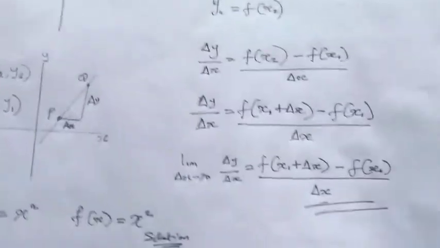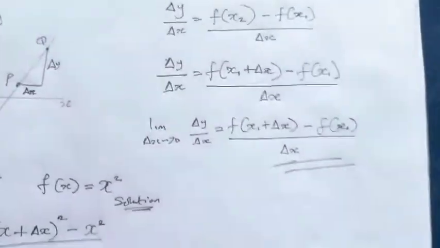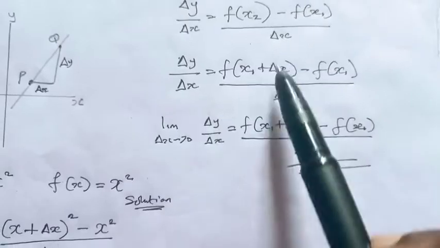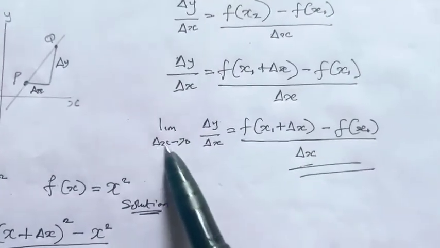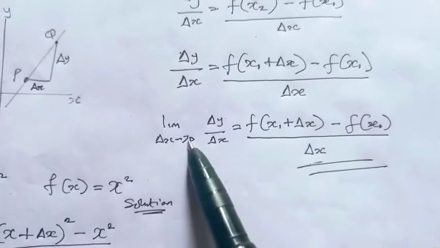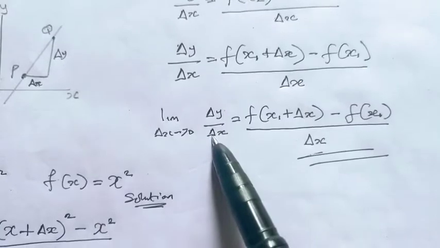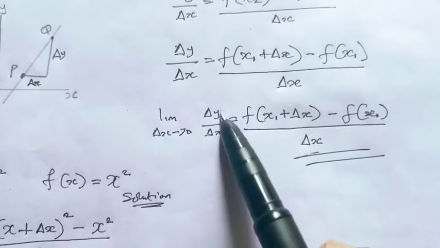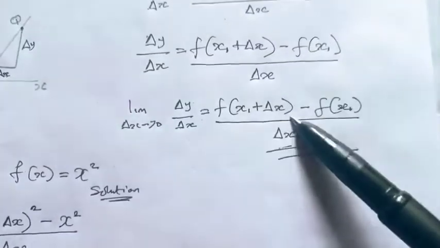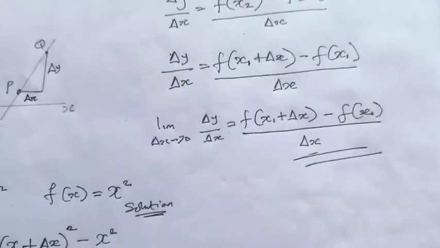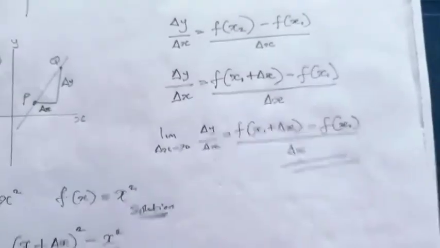Because of that, for the sake of accuracy of our value, we set the limit of this particular equation as change in x tends to 0. So we say the limit as change in x approaches 0 of dy dx, or rather change in y over change in x, is equal to this same function here, which I have given us. And this is what we call differentiation from the first principle.